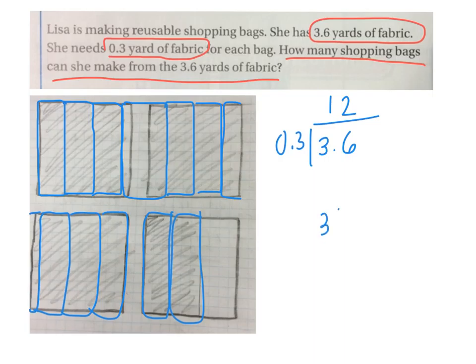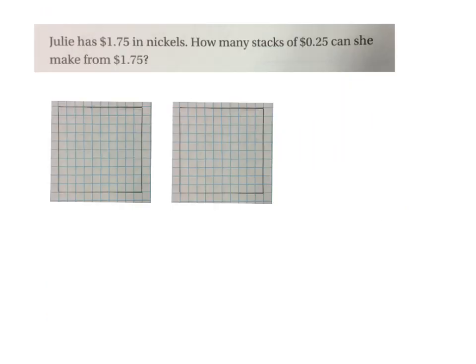Or 3.6 divided by 0.3 is how many groups? 12 groups. So how many reusable shopping bags can Lisa make with her 3.6 yards of fabric? 12 bags.